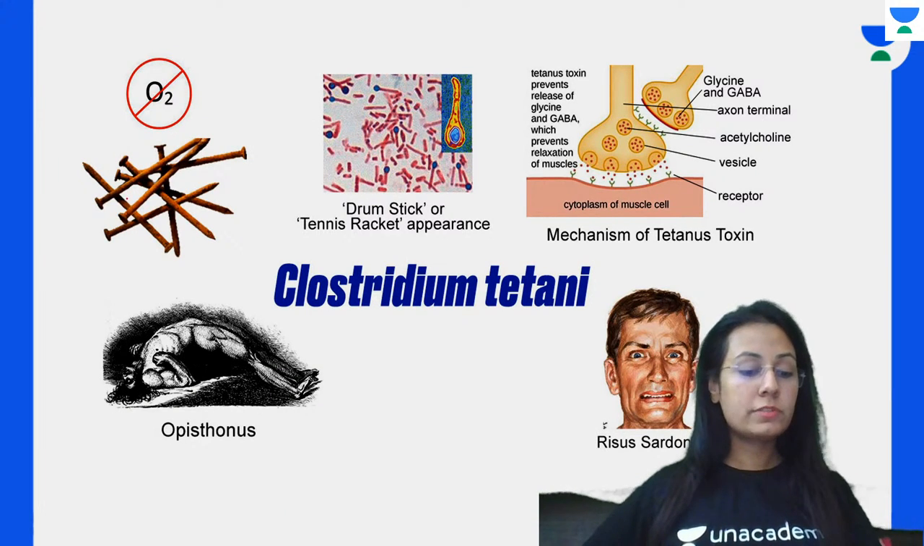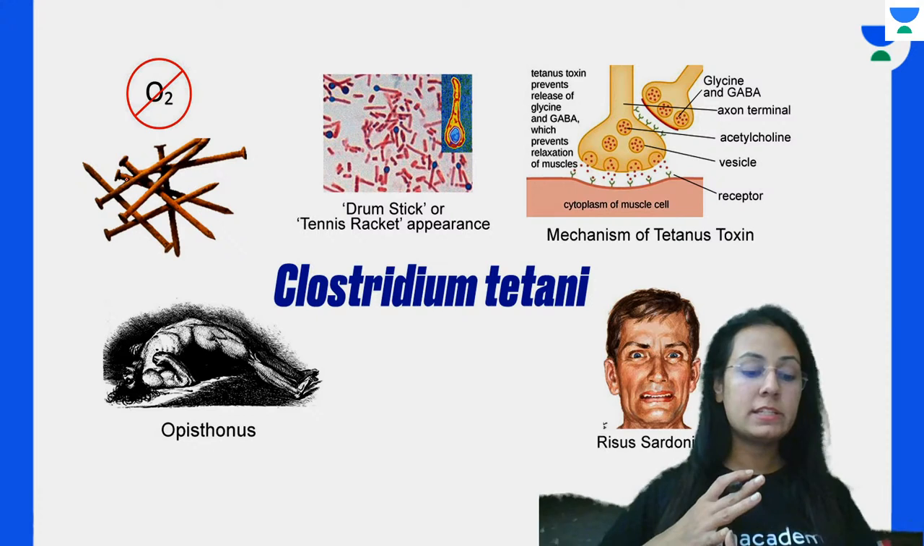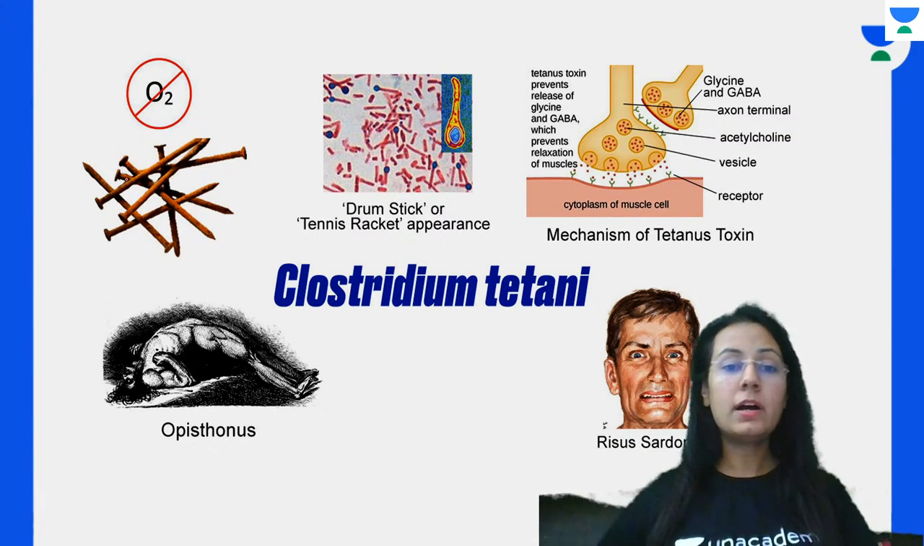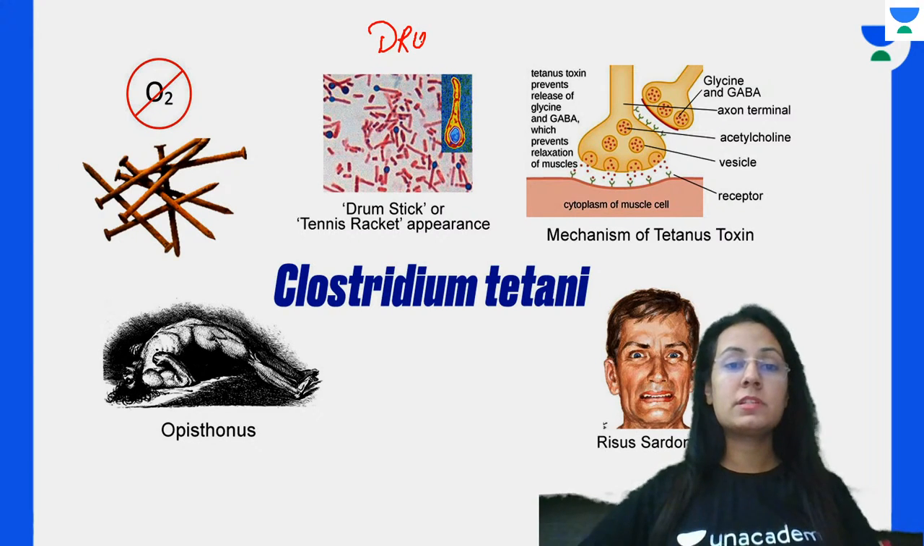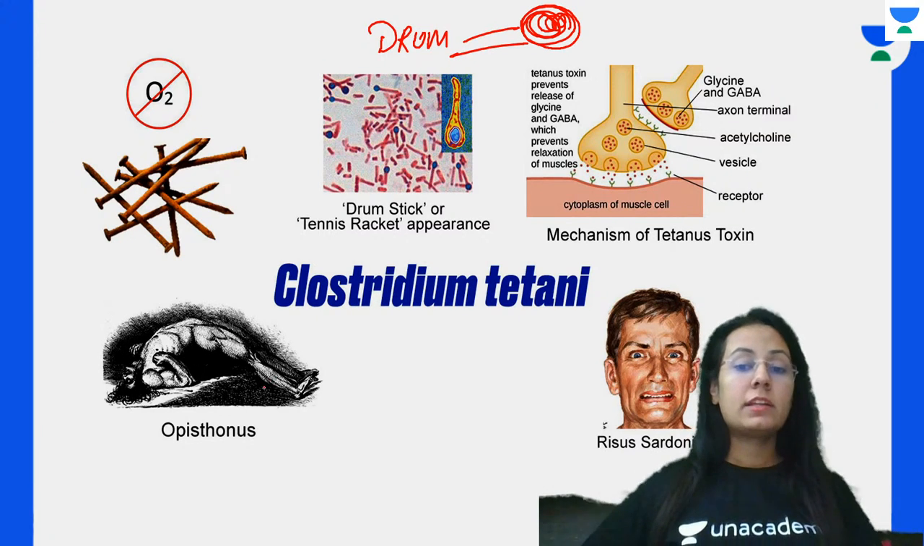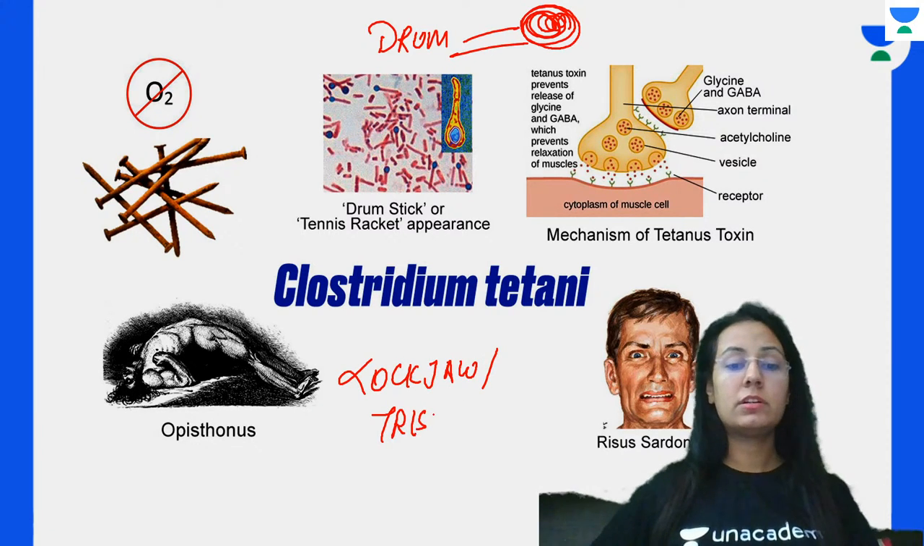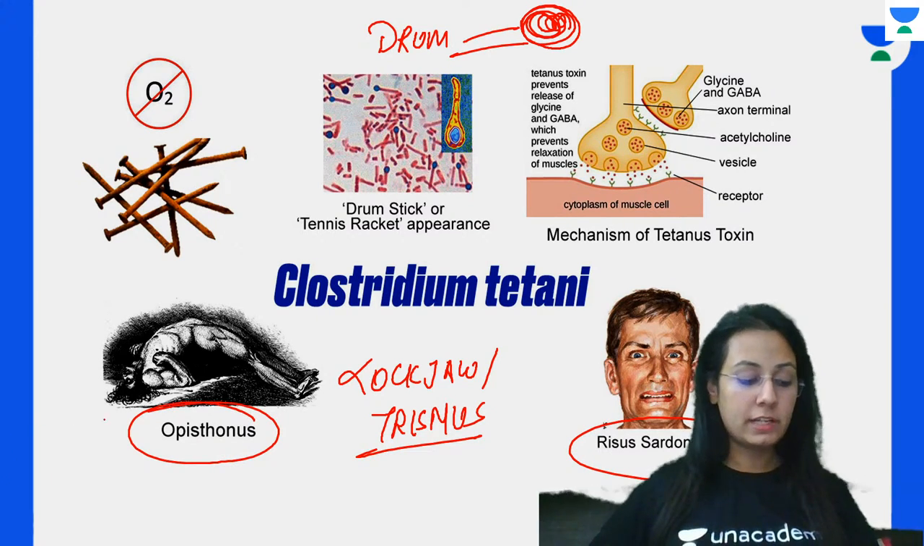Now talking about Clostridium tetani, it causes eighth day disease and causes presynaptic inhibition of glycine and GABA. It shows the drumstick appearance because of the spores, which are terminal and oval. The first major symptom is lockjaw or trismus, and risus sardonicus and opisthotonus are the clinical presentation.